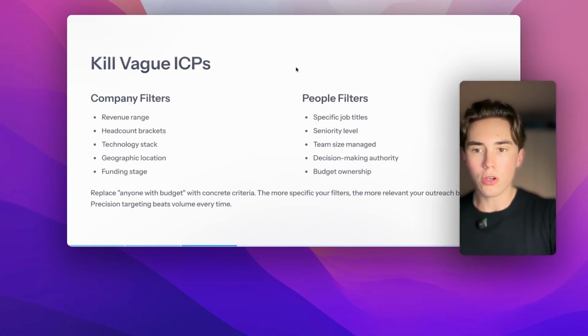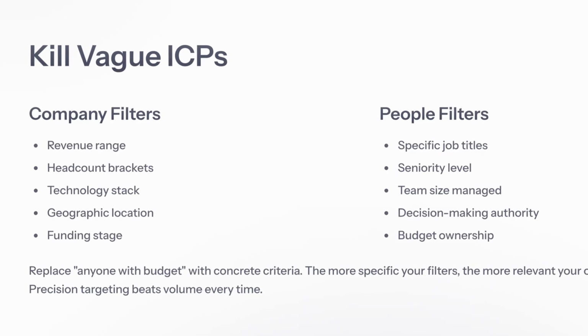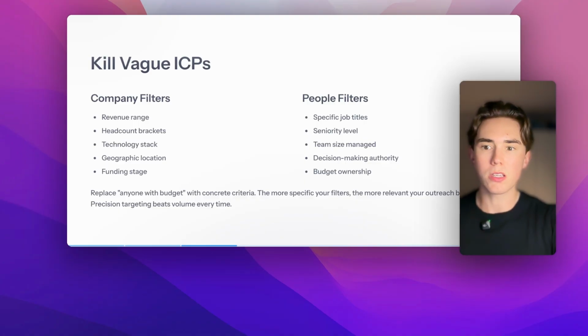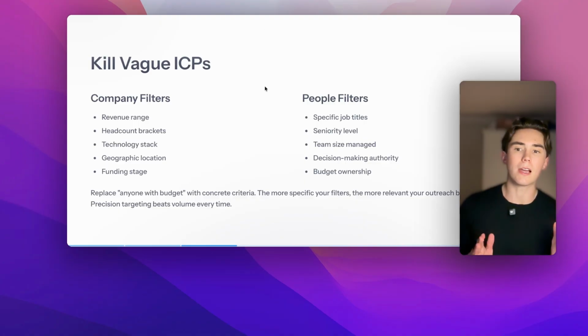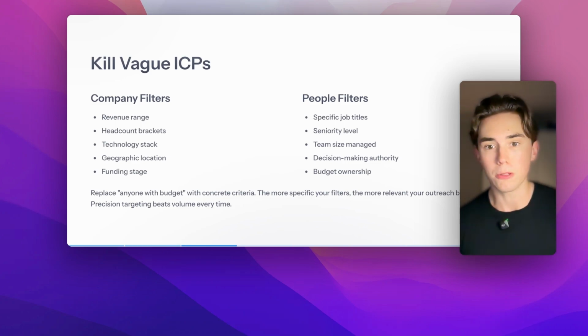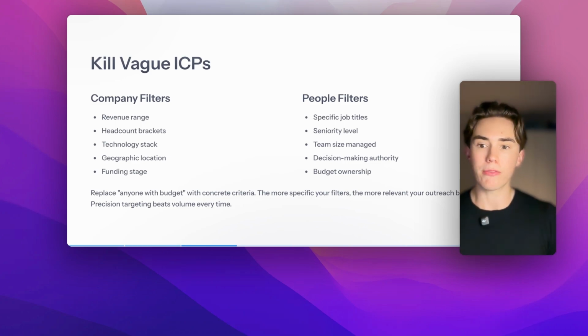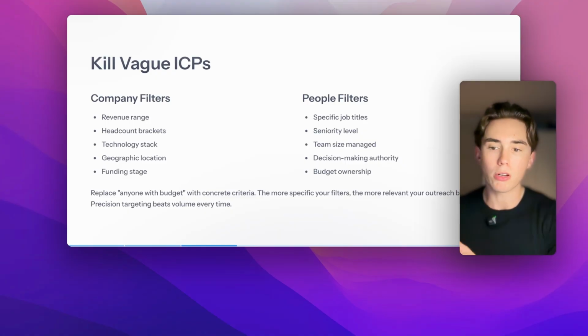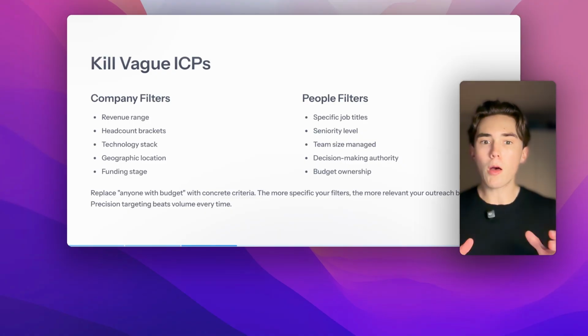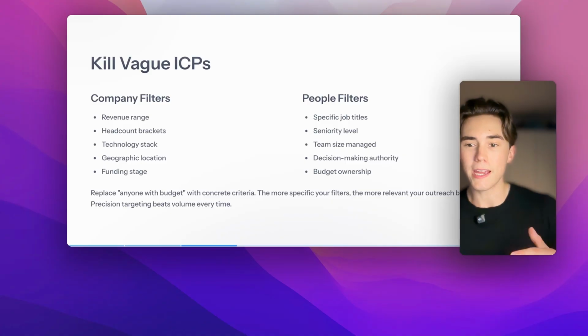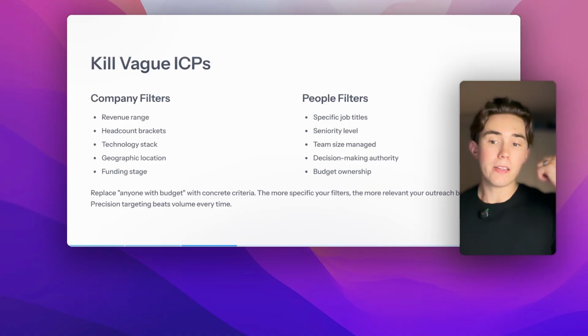The next slide goes over how to kill vague ICPs, how to get extremely specific with the person and the company that you're targeting. So you need to look at this in two separate lights, right? You've got the companies and then you've got the people. On the company side of things, so the technographics, you've basically got revenue ranges, headcounts, technology stacks, geographic locations, and funding stage. Now, the most easily accessible filters there are definitely headcounts and geographies.